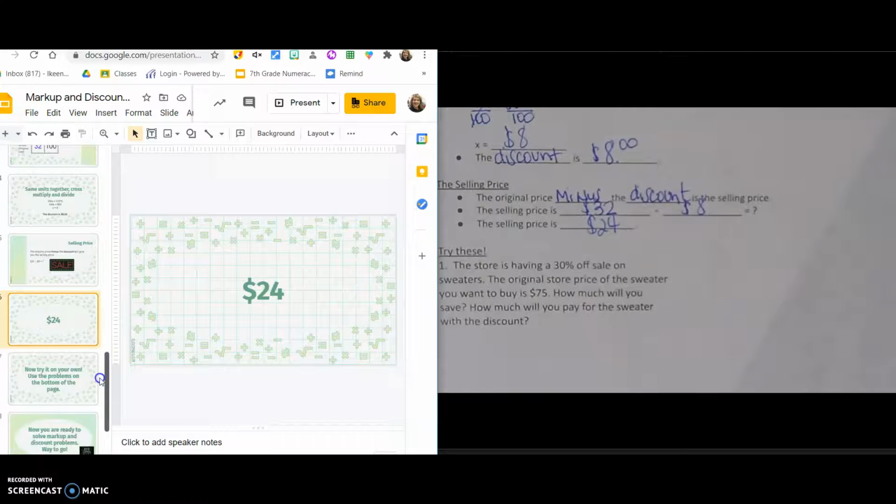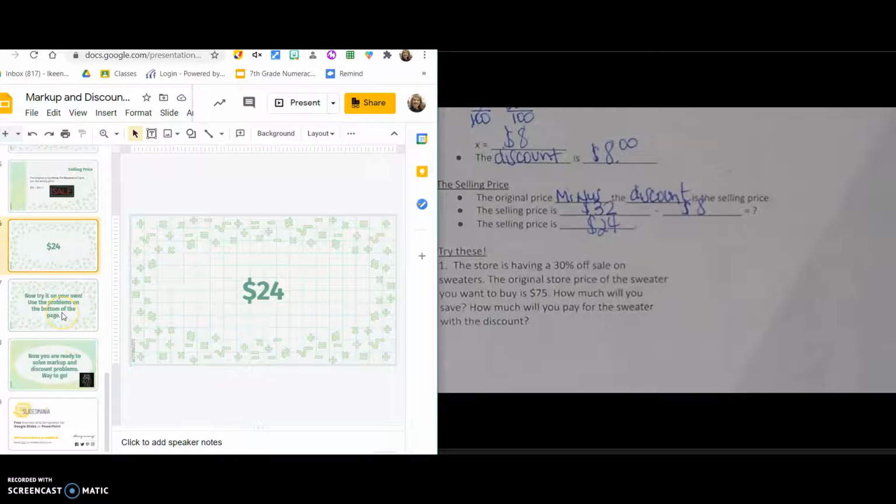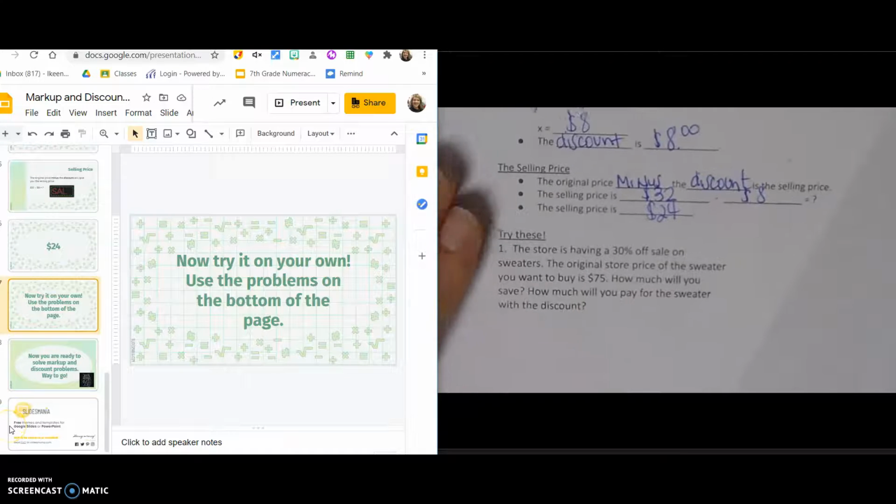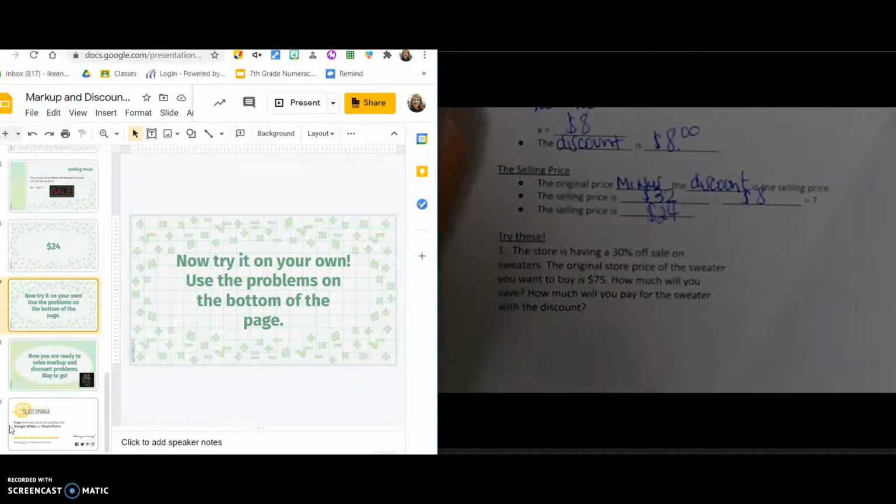All right, there are 2 additional problems at the bottom of your paper. So what I would like for you to do is to go ahead and pause the video right now, try to do the 2 problems at the bottom of your paper, and then come back and check your answers. So, pause your video, try to work them out, come back, check your answers. All right, guys, welcome back.